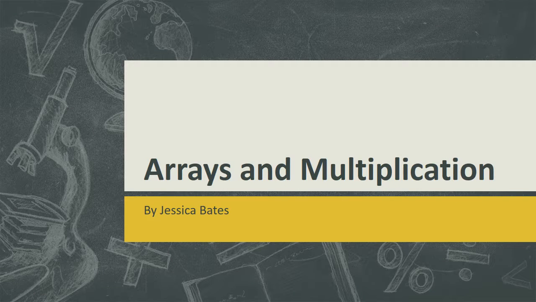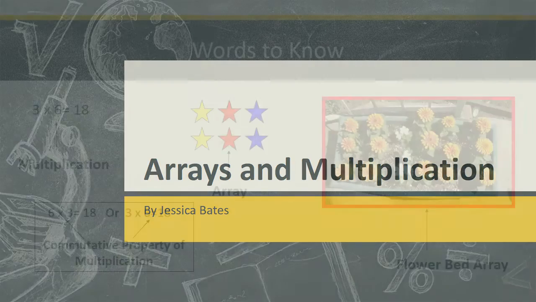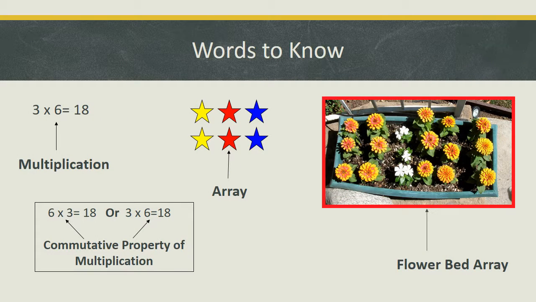In today's video tutorial, students will better learn what an array is, how to use an array to write multiplication sentences and find the products of those sentences, as well as learn what the commutative property of multiplication is and how to use it when multiplying using arrays. Words to know and to keep in mind during this lesson are multiplication, an array, commutative property of multiplication, and flower bed array.